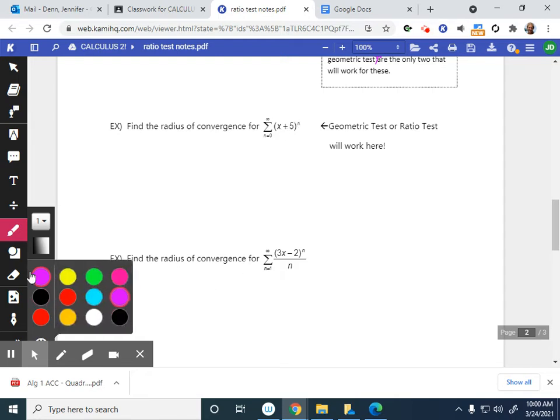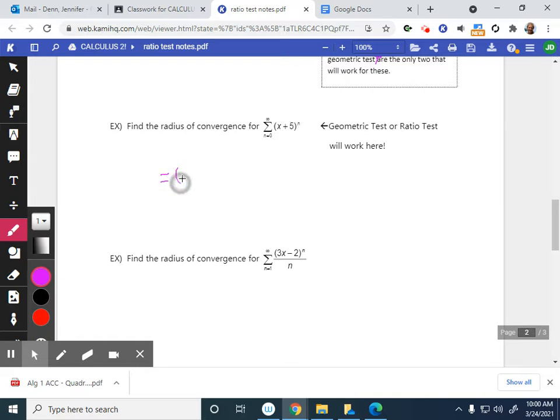If you're not sure and you need to double check that, get your first few terms. The first few terms are going to be x plus 5 to the 0, plus x plus 5 to the first, plus x plus 5 to the second, and so on. So my multiplier is x plus 5. So this is a geometric series. My multiplier is x plus 5.